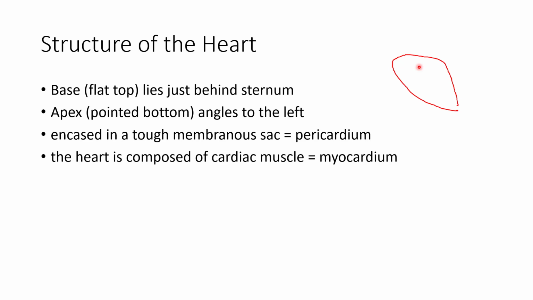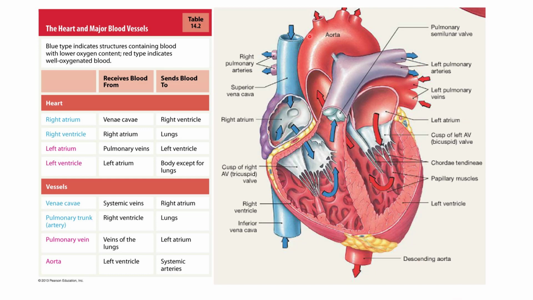Okay, the muscle itself that comprises the heart is different from other muscles that we've talked about. It's not skeletal muscle, it's not smooth muscle, it's cardiac muscle, and we call it myocardium. So again, if we look, this would be our base, this would be the apex, and then inside the heart, we have a series of chambers that I want you guys to know.